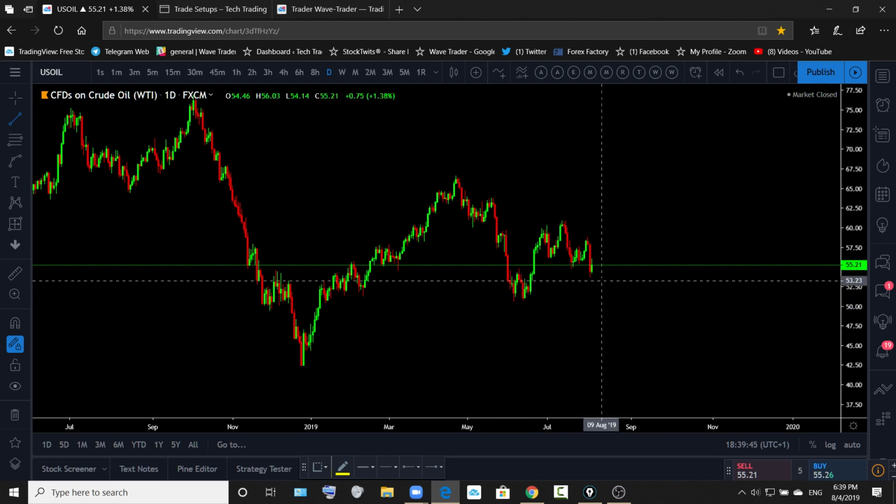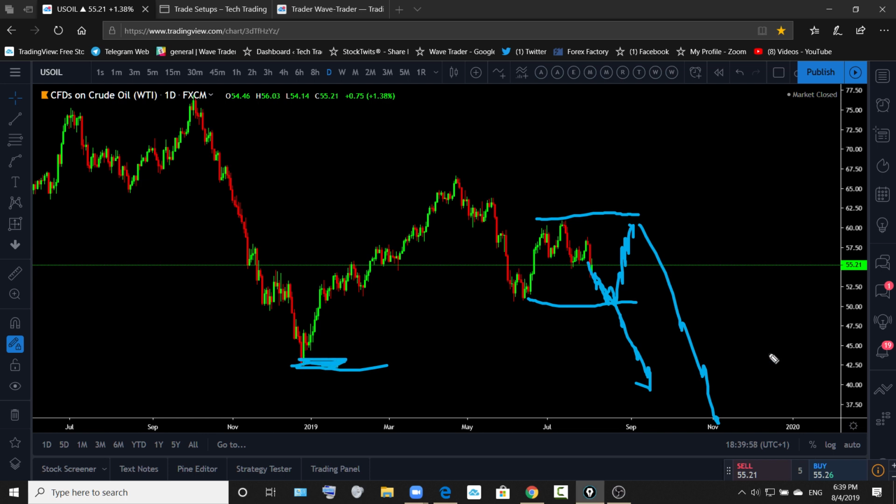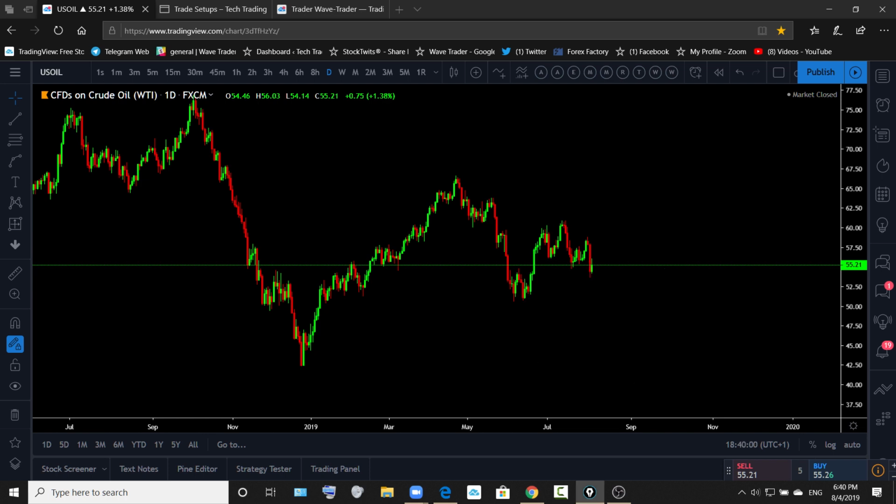Okay, so yeah, flat formation and drop, or price can keep pushing slowly back to the bottom, up to this area, right? Up to that area. So we are currently neutral on oil.